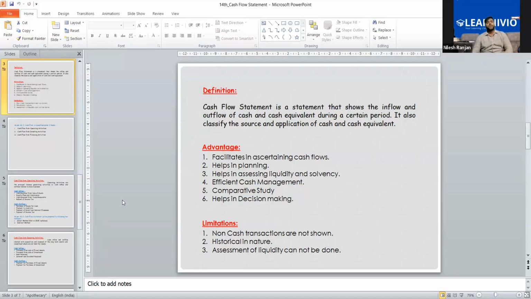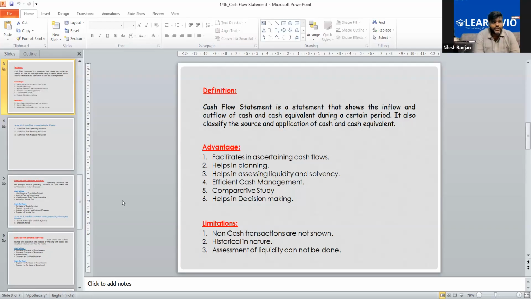The sixth is helps in decision making. I told you, to take decisions we need different kinds of information, because without information we cannot take decisions. The cash flow statement helps to take decisions about cash, because it is mainly related to cash. We cannot say it helps in other things also, but it helps in decision making related to cash, such as how much cash we need. I have told you just now the example that we need 6 lakh cash and we have only 5 lakh.